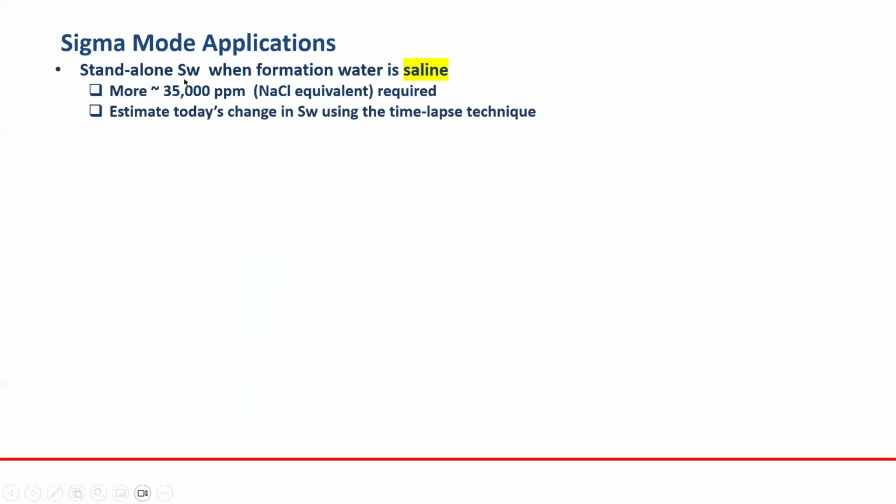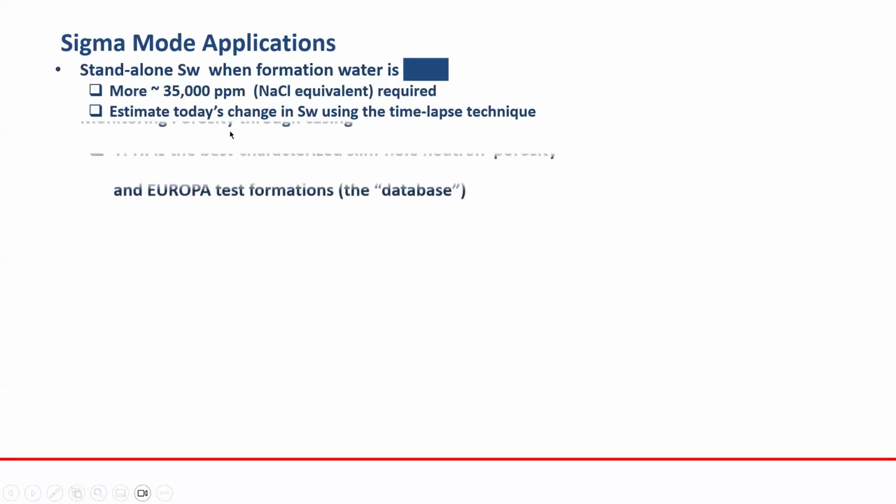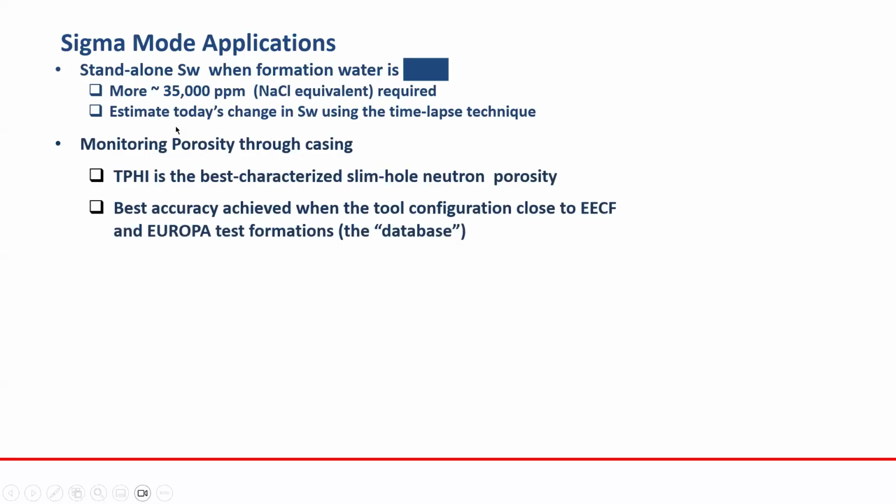So a standalone sigma works when formation water is saline, more than 35,000 parts per million. Below this, you cannot measure. You can use sigma for water saturation change. Estimate the change in water saturation using time lapse. One more technique is you have a reference sigma, and after some time you run another sigma, and the change between both, delta SW or time lapse SW, tells you how much change in saturation.